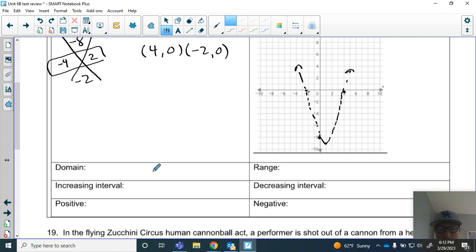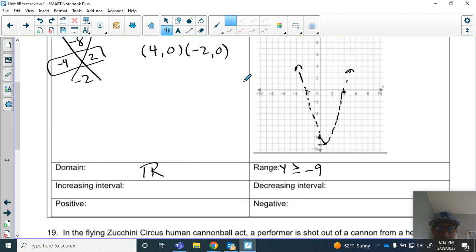Okay. Domain. Every single time. Range is y. The arrows are going up, so greater than or equal to whatever the y of the vertex is. The y of this vertex is negative 9.